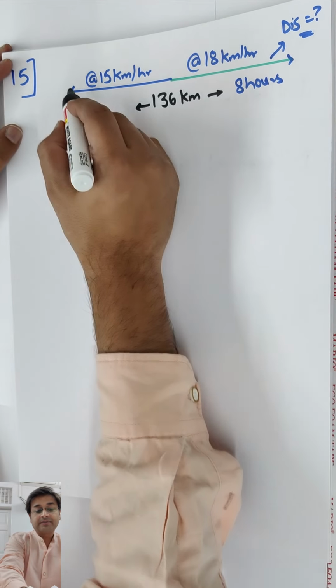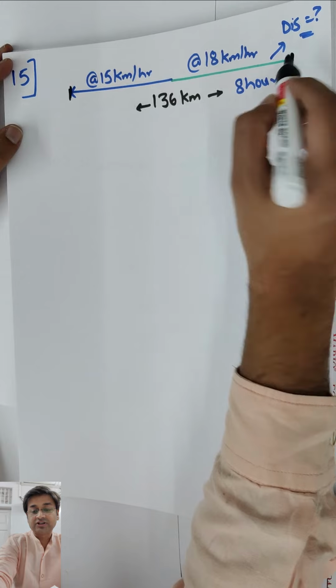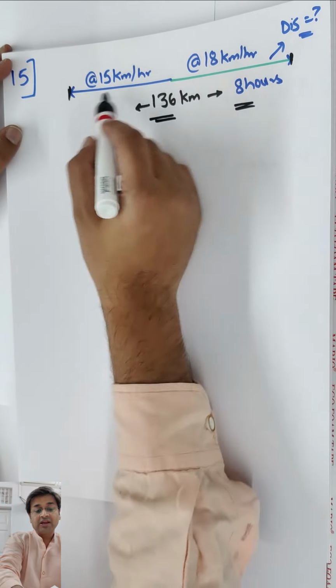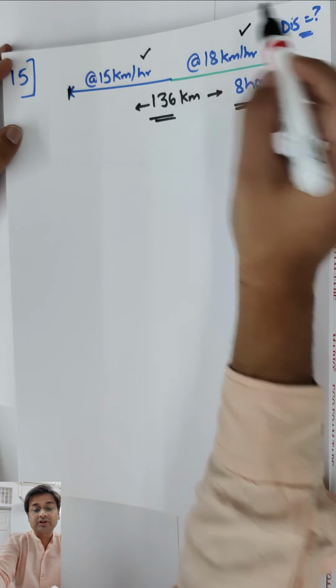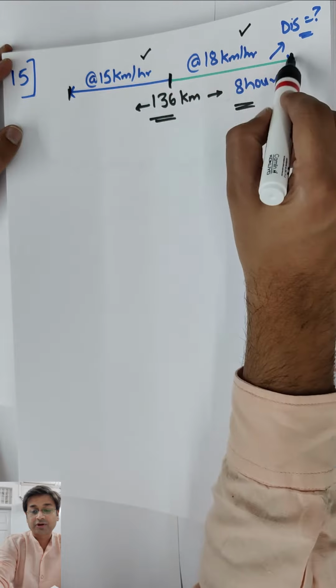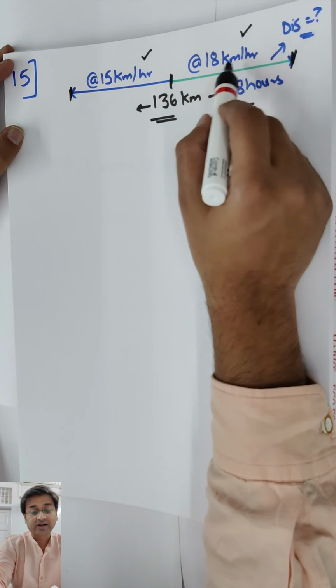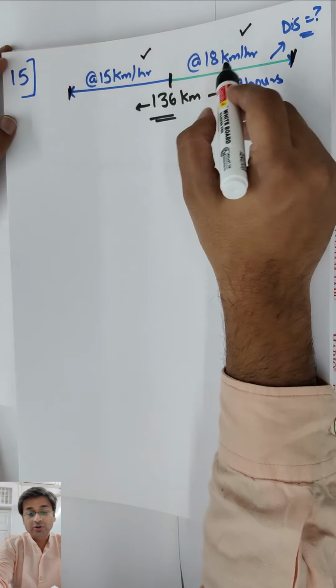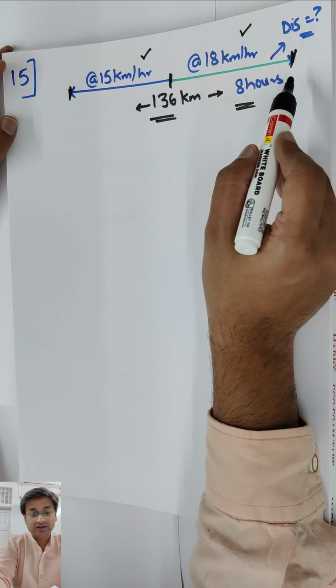Now the story is, a car has gone from this place to this place, covering a distance of 136 kilometers in 8 hours. Initially the speed was 15, then the speed was 18. Your question is, how much is the distance from this point to this point, that is, at the rate of 18, what was the distance traveled? So the total distance is 136.